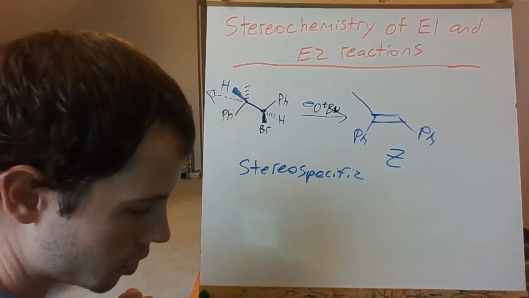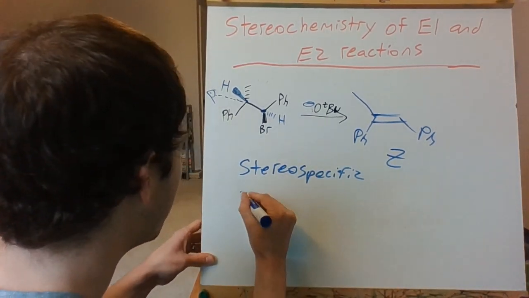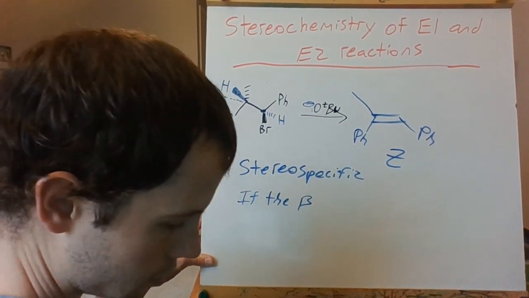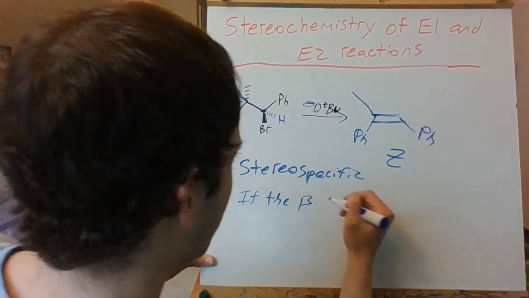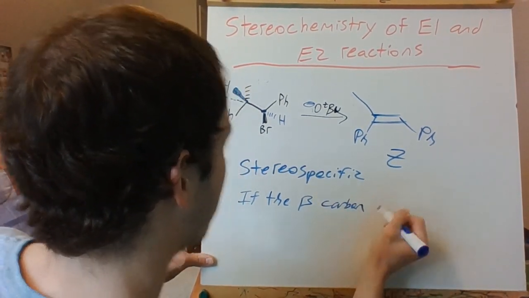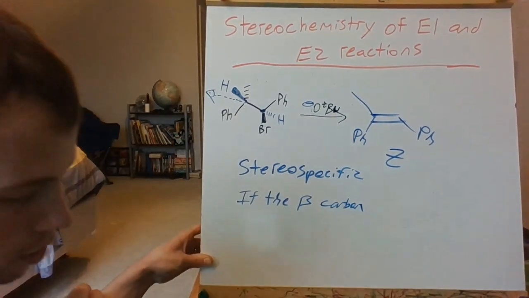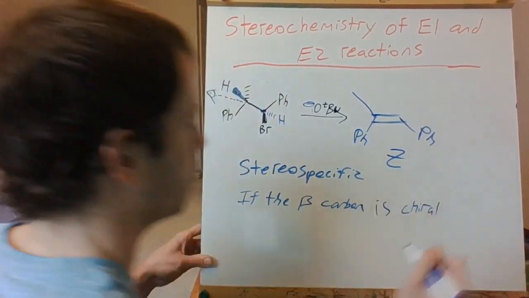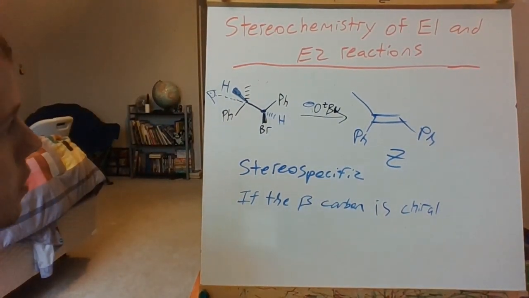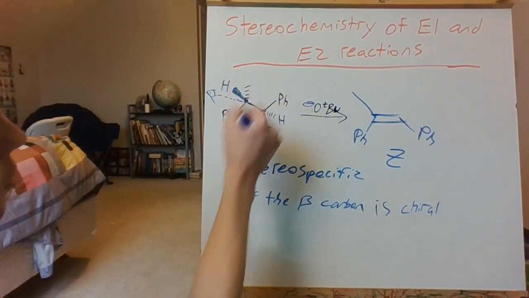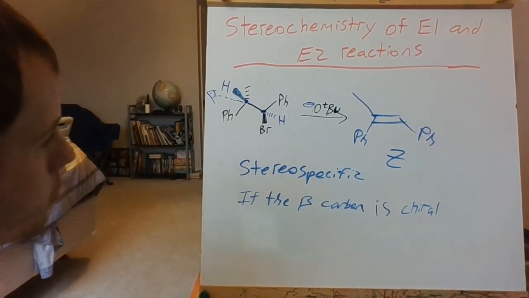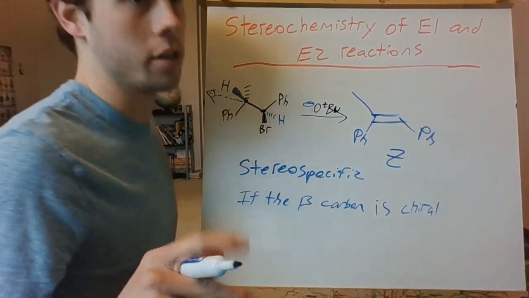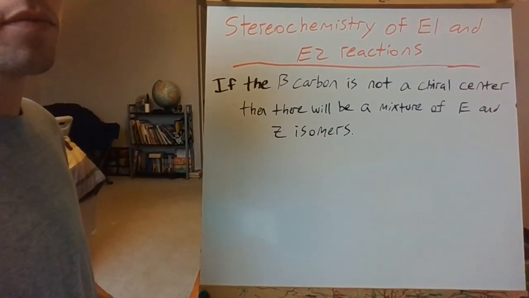Now this is only true in E2 reactions if the beta carbon, so the one containing the hydrogen that we're pulling off, is chiral. So this is only true in this case. Notice this carbon right here has 4 different things attached to it. So it is a chiral center, so it must proceed via a stereospecific process, only giving us the Z stereoisomer.